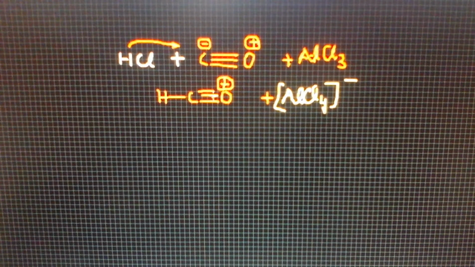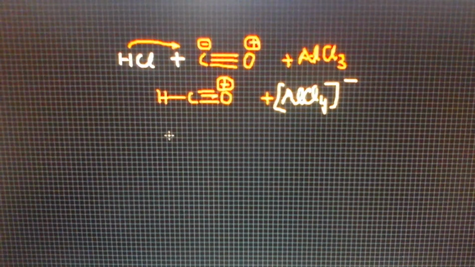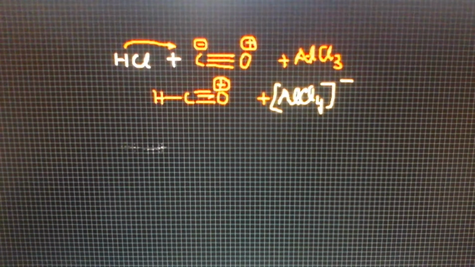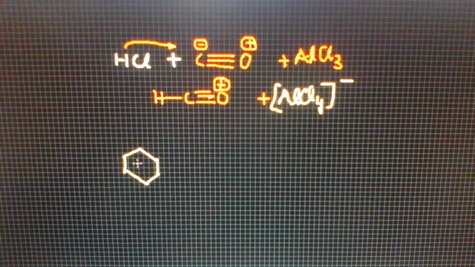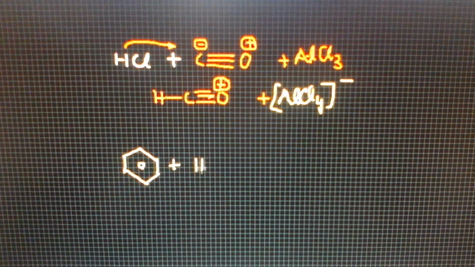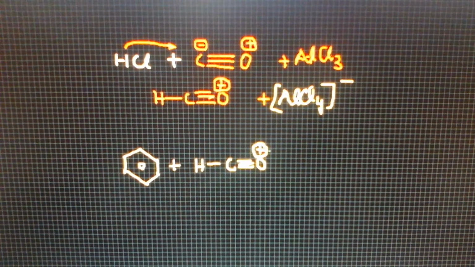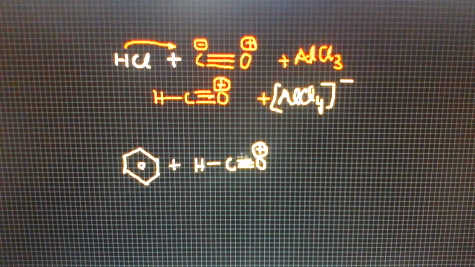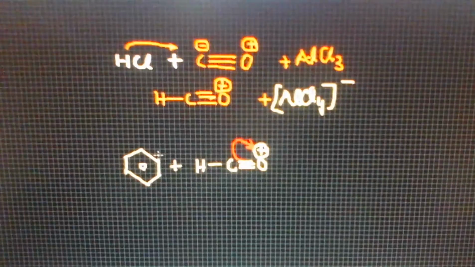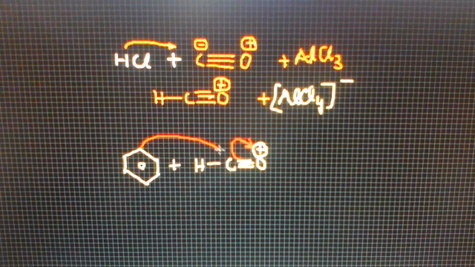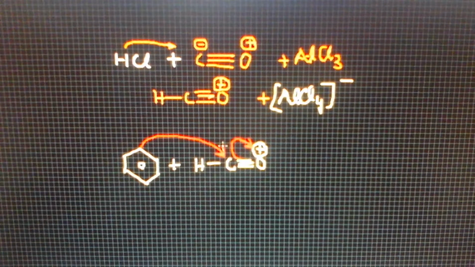Okay, so now we have formed HCO plus, that has to react with benzene. So we'll take benzene plus HCO plus. As there is a plus, to satisfy it, this thing would go and satisfy this plus charge there, and while this does that, benzene is going to want to attack this carbon.